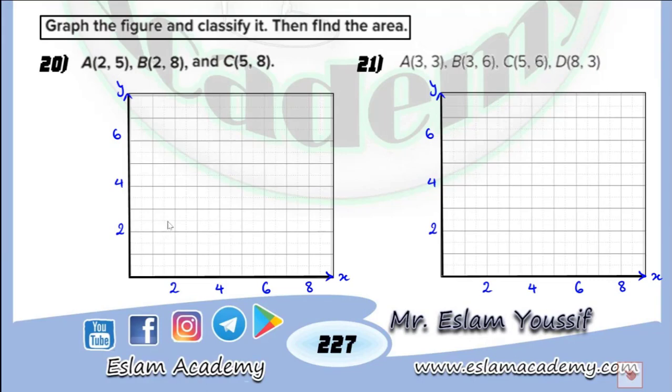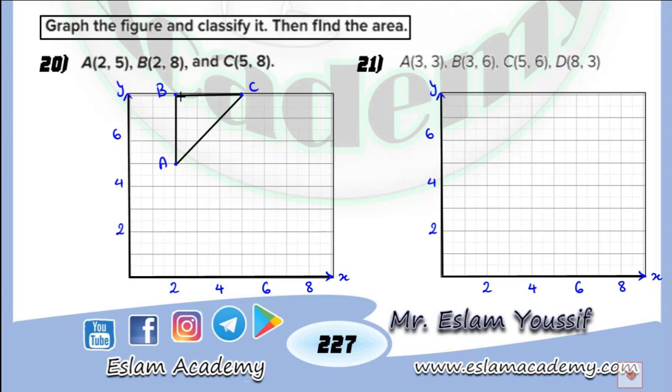In question number 20, we need to graph the figure, then find the length of each side, then find the area. The point A is (2, 5), going to the right 2 and going up 5, and that will be the point A. The point B is (2, 8), going to the right 2 and going up 8. C is (5, 8), going to the right 5 and going up 8. You will find that the shape that we have is a triangle.